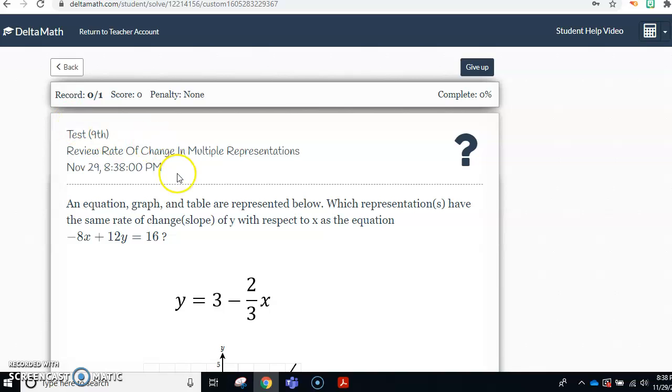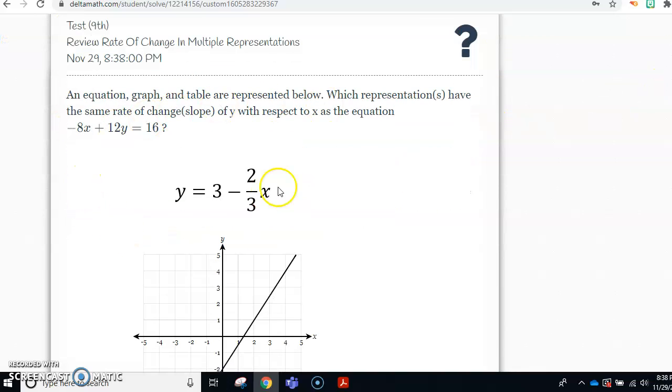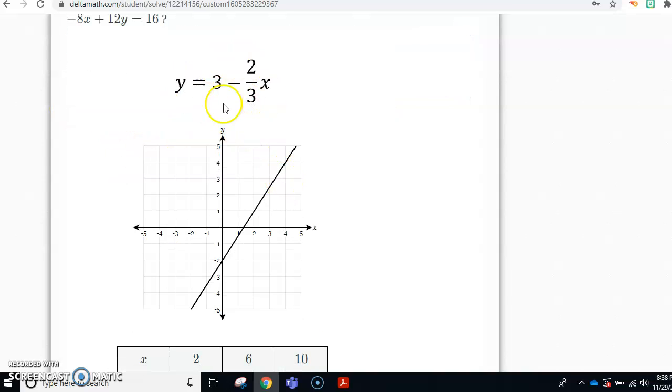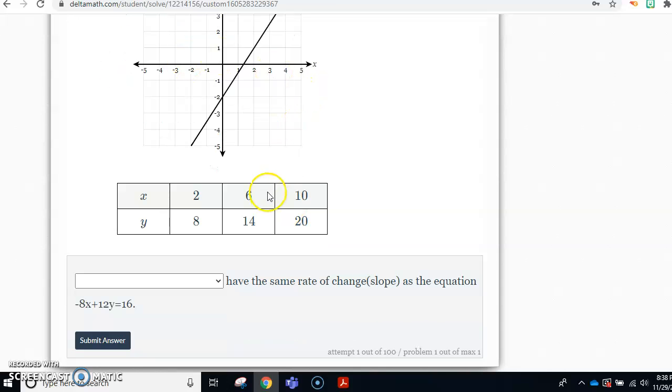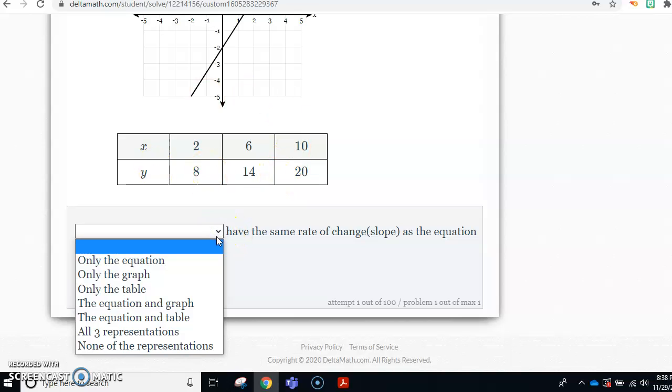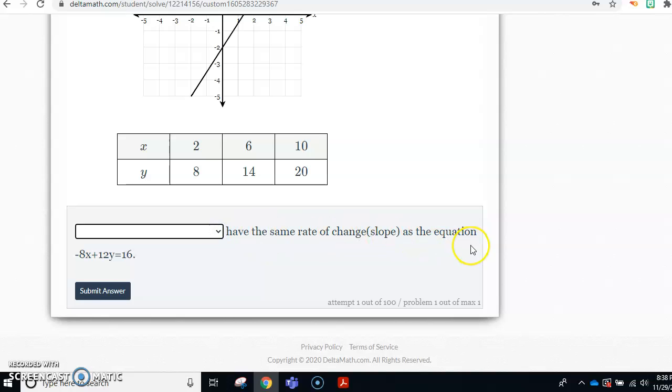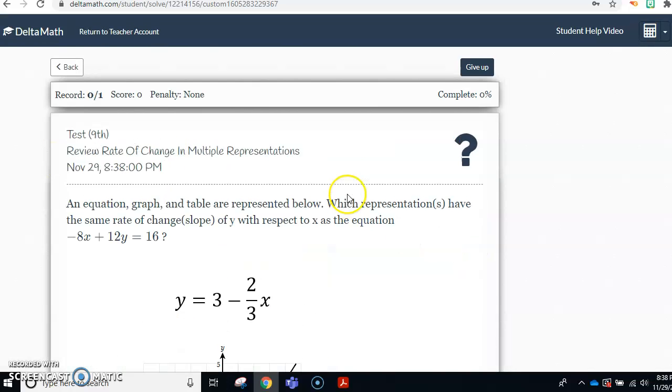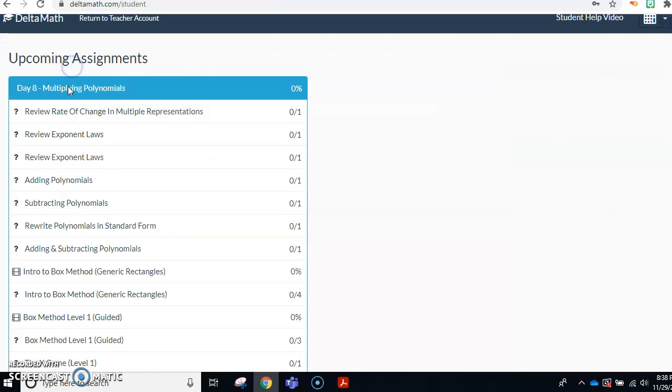This says a review of rate of change. So in this question, you are given an equation in ax plus by equals c form, standard form. You need to convert this equation to y equals mx plus b to determine what the slope is, or the rate of change. And then you can compare it to the equation given, the graph given, and the table given. This is a review question. You've seen it before. And then you're going to select which one of these answers have the same rate of change as the given original equation.